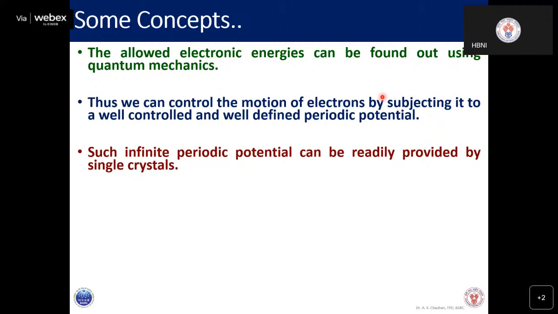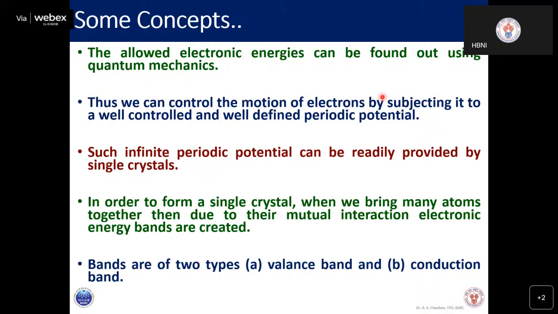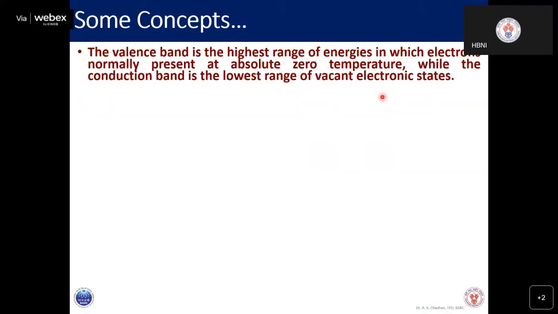Now, some infinite periodic potentials can be readily provided by single crystals. Even if it is not a single crystal, if you subject it to an infinite periodic potential theoretically, then also you can have the same kind of features. In order to form a single crystal, we bring many atoms together, and then due to their mutual interaction, electronic energy bands are created, which we saw yesterday. And bands are of two types, valence band and conduction band.